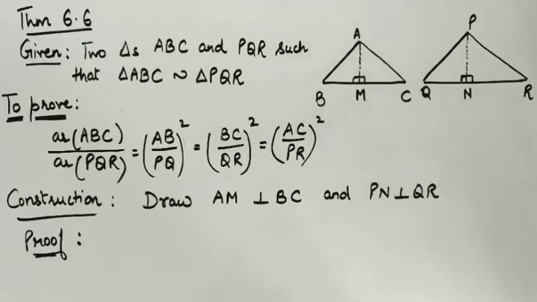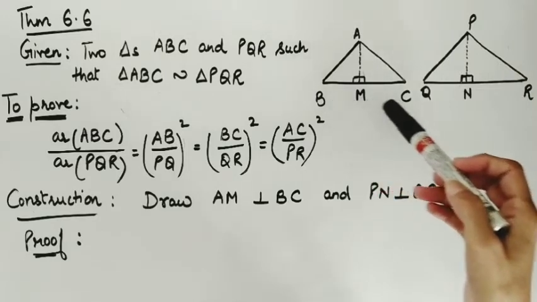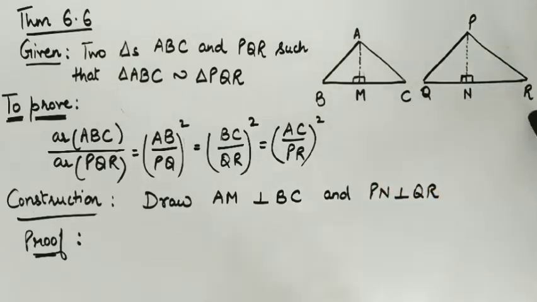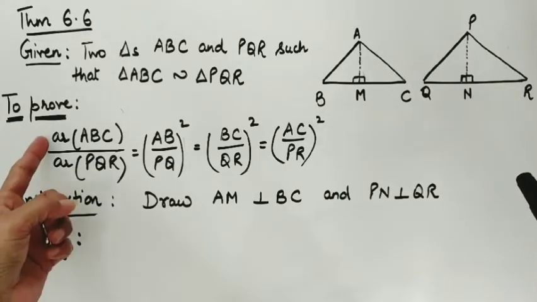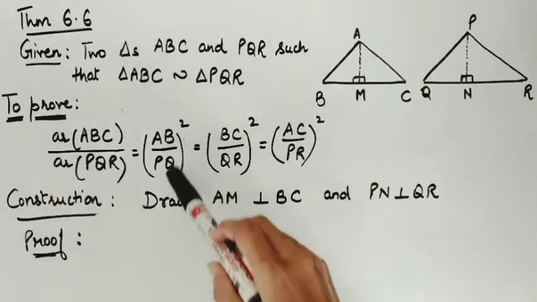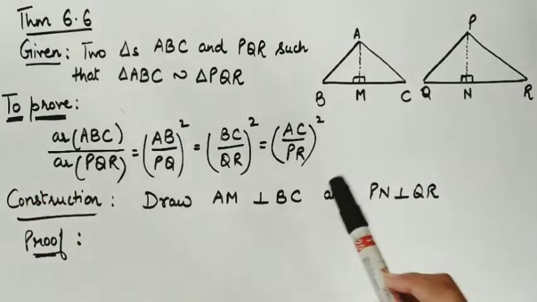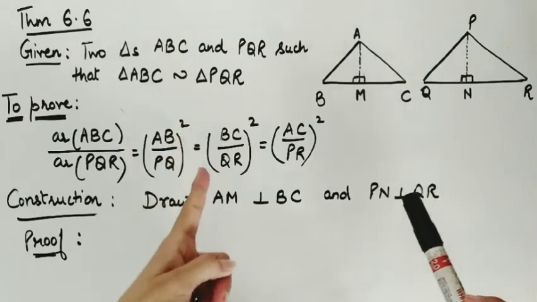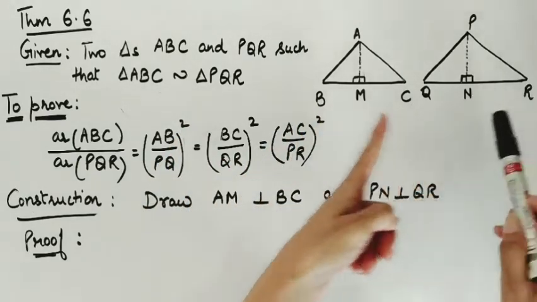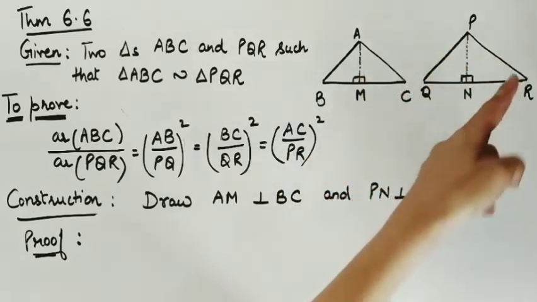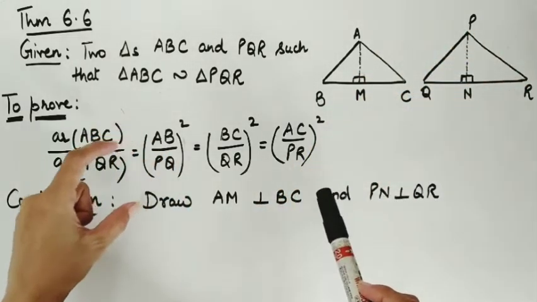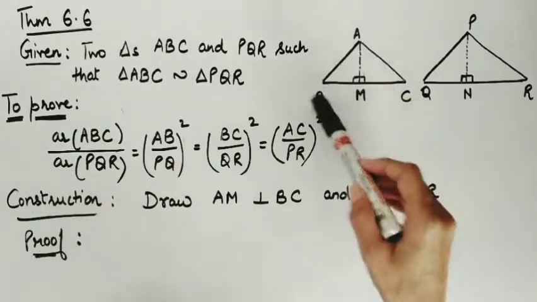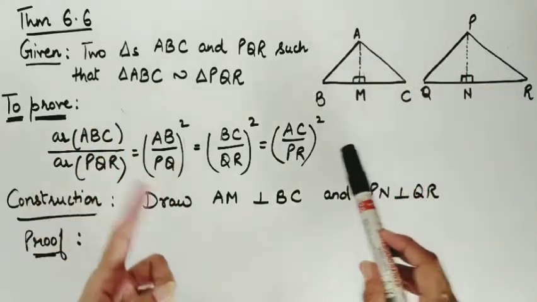So in this, the information with us is we are given two triangles, which we have marked as ABC and PQR. These two triangles are similar and we need to prove that the ratio of their areas would be equal to the square of the ratio of corresponding sides. AB corresponds to PQ, so AB by PQ square equals BC by QR square, and that's further equal to AC by PR square. So this would be proved for triangles ABC and PQR in case they are similar.